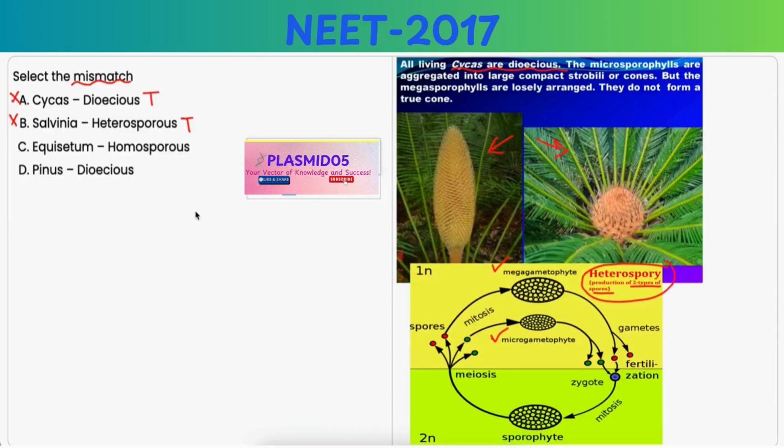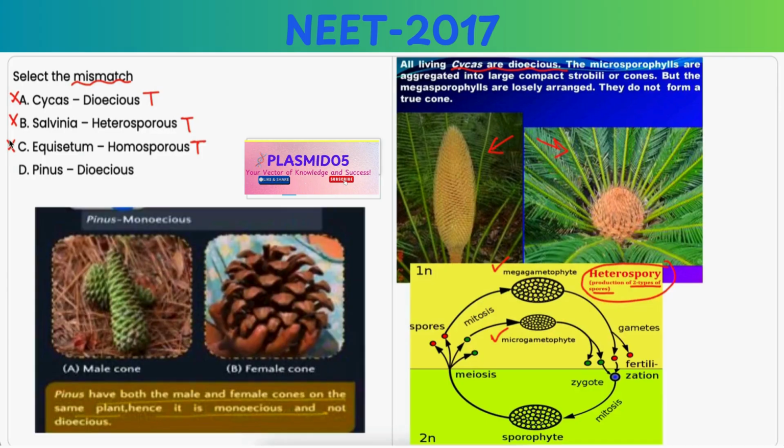Option C, Equisetum is to homosporous. This is also true because Equisetum, that is the horsetails, is homosporous. That is, producing only one type of spore. Hence, it is incorrect option. Option D, Pinus is to dioecious. Now, this is not true because Pinus is monoecious. That is, male and female reproductive structures, here they are represented with cones, are present on the same plant. Hence, it is the correct option.